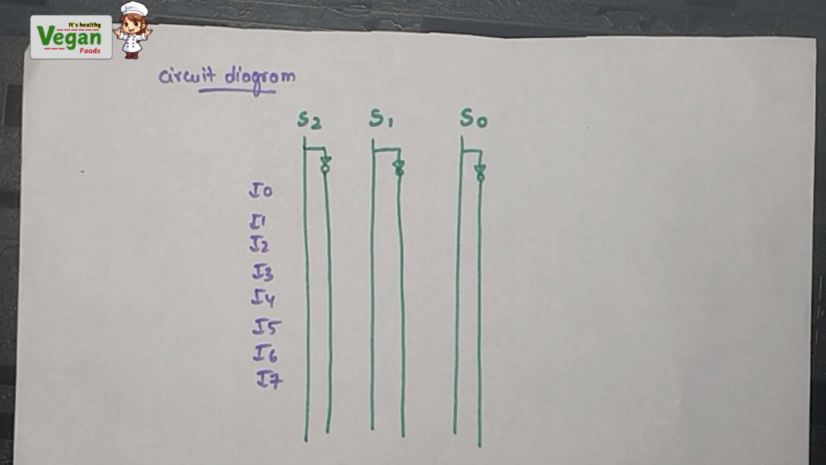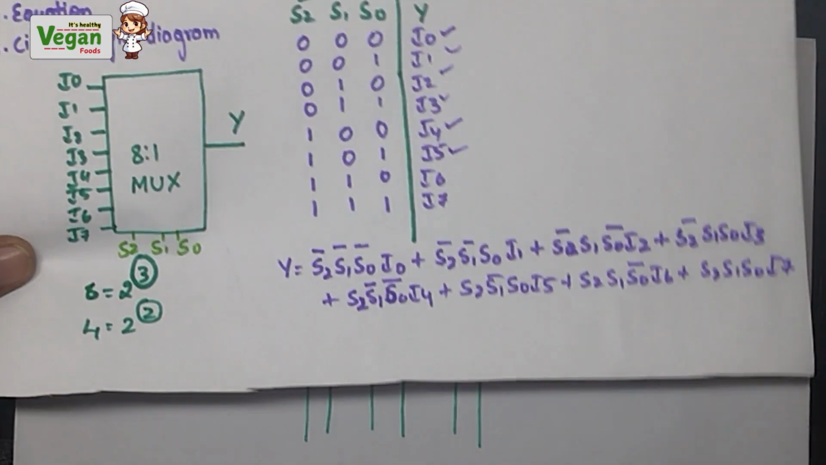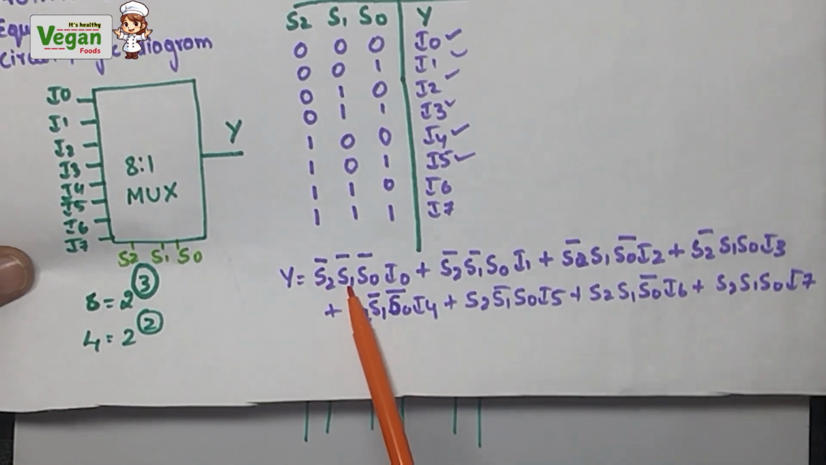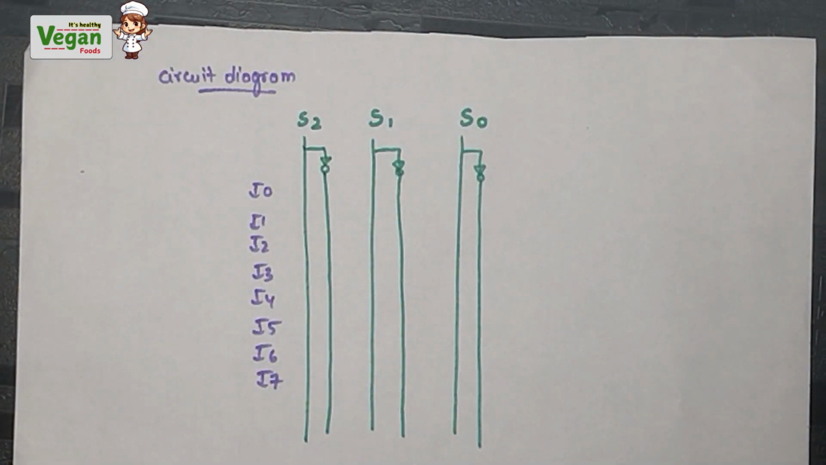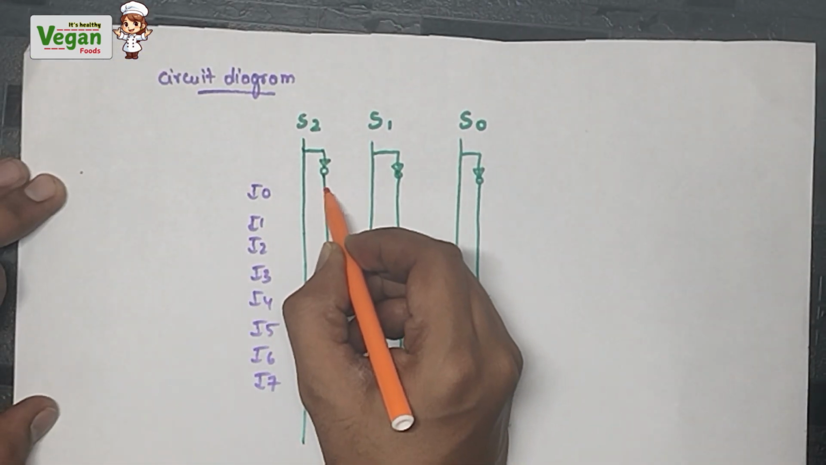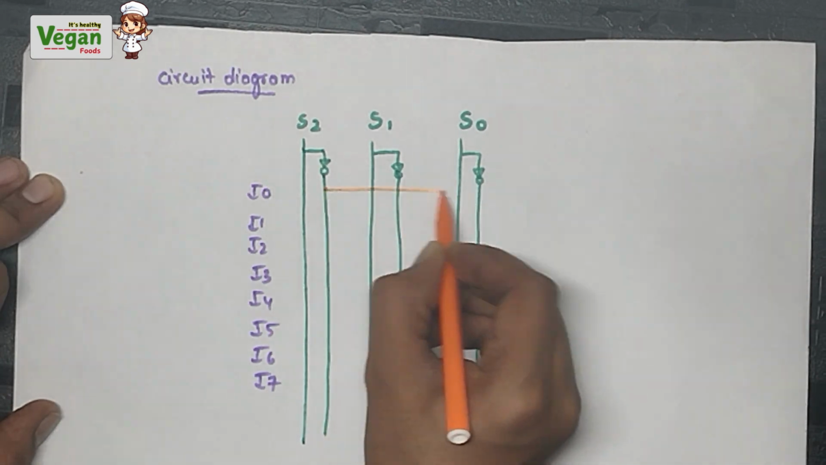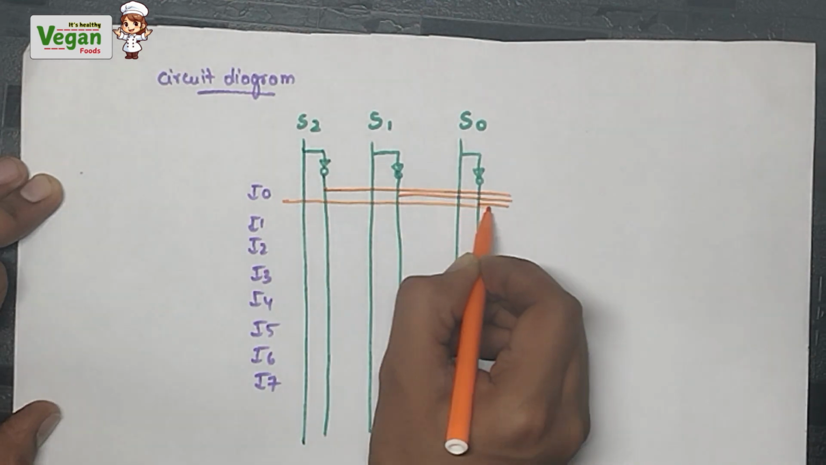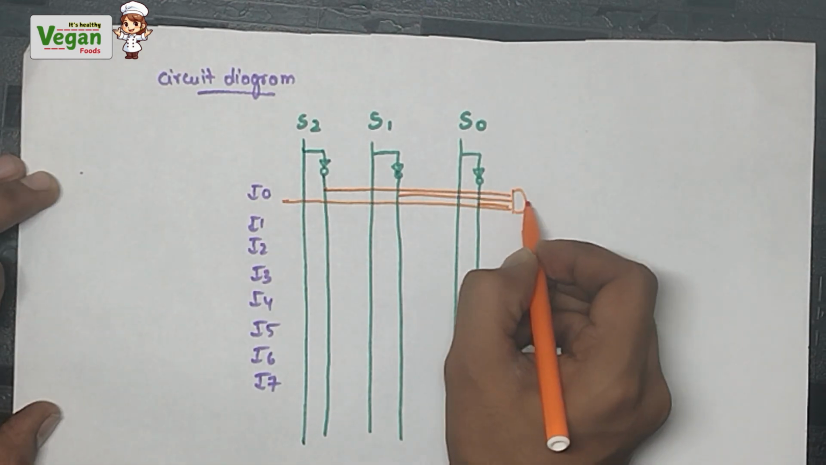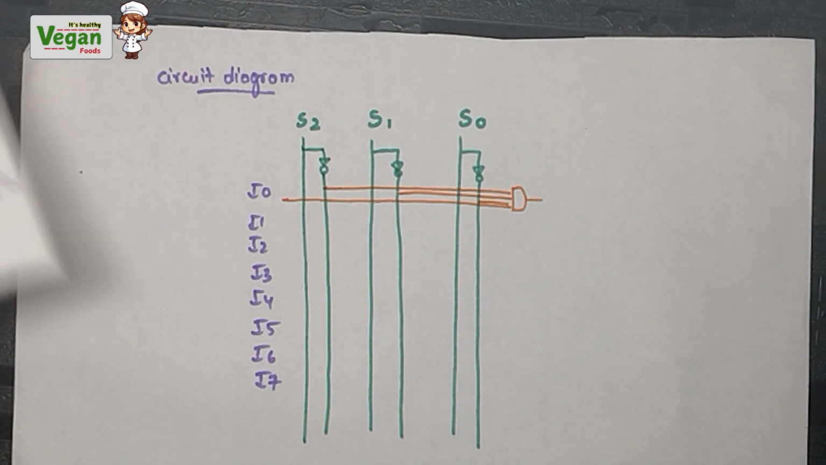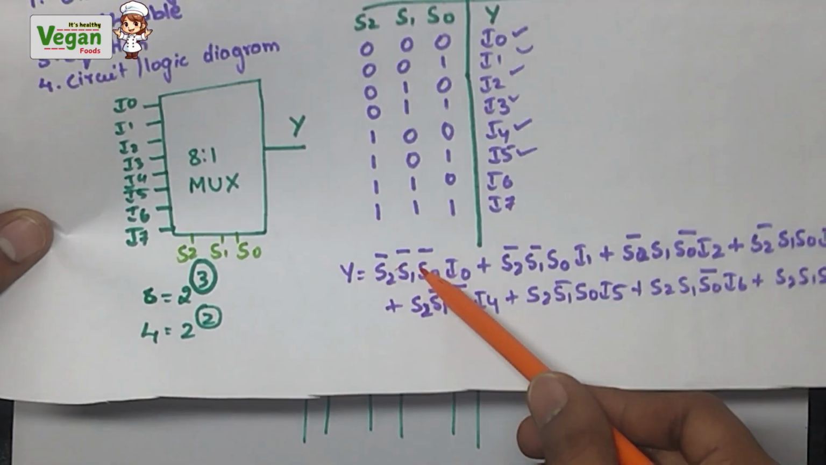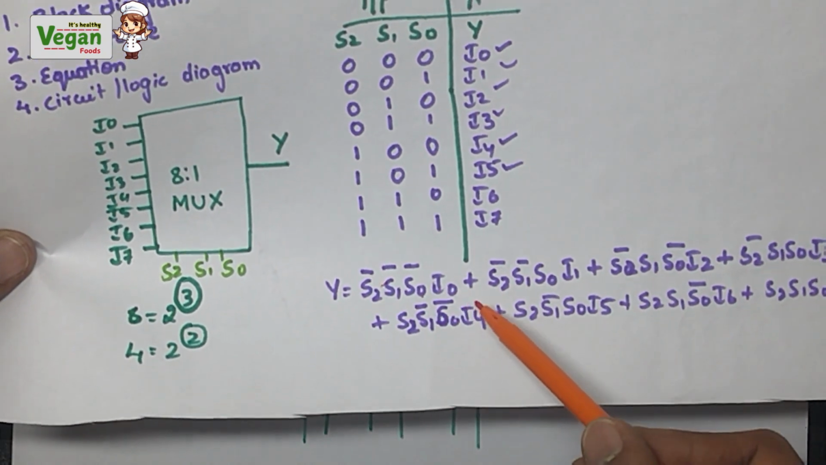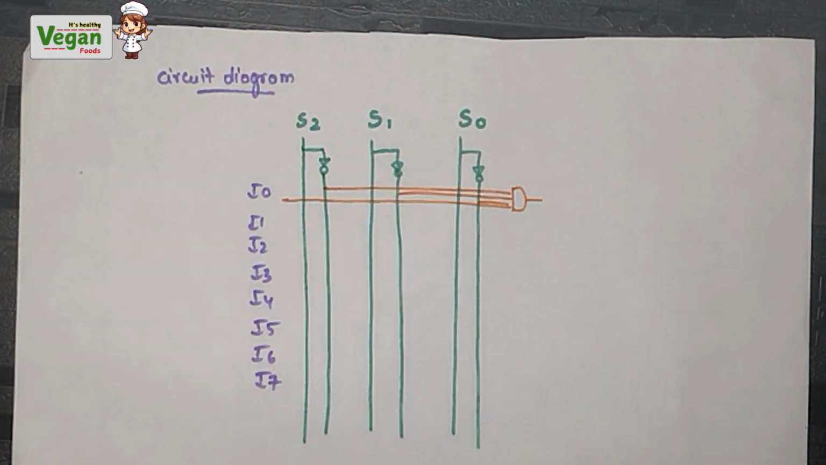So using these, I must construct. First, what is the equation? The first one is S2 bar, S1 bar, S0 bar, I0. Bar means you must use a NOT gate. So S2 bar, S1 bar, S0 bar and I0. I will be adding these through an AND gate. Why am I using an AND gate? Between them there is a dot, that is multiplication. So like that only you construct for all.